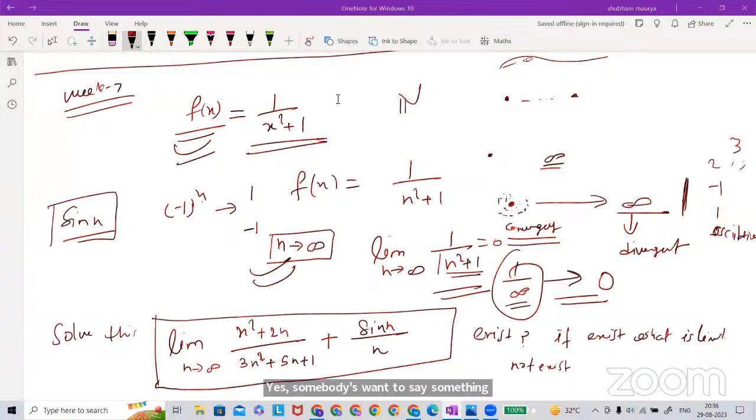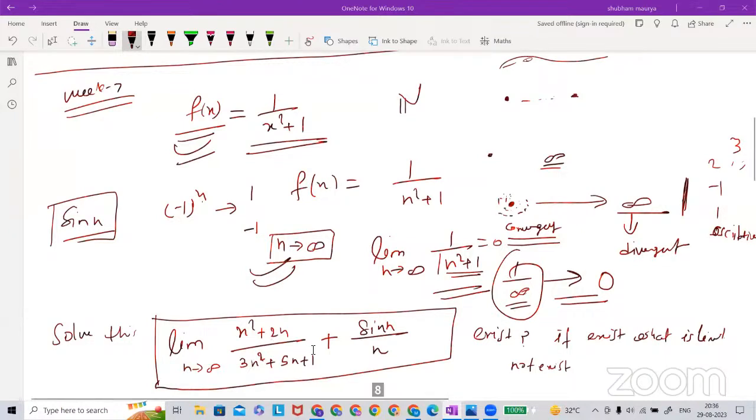Sorry, not x square, this is n square plus 2n upon 3n square plus 5n plus 1, plus sine 4 by n.